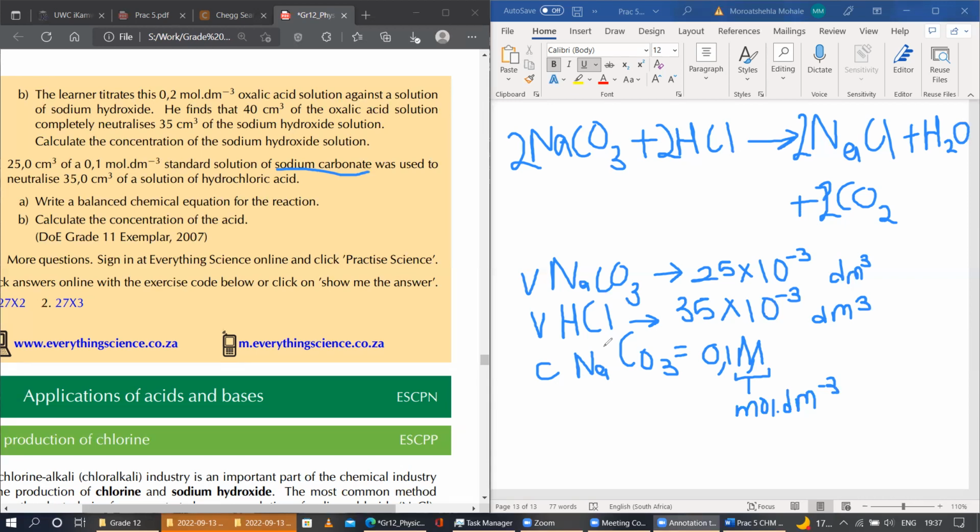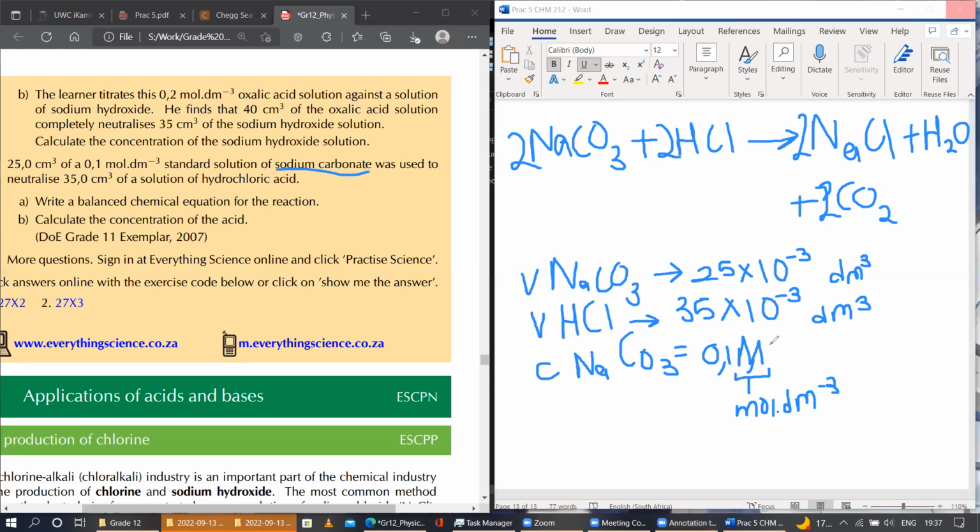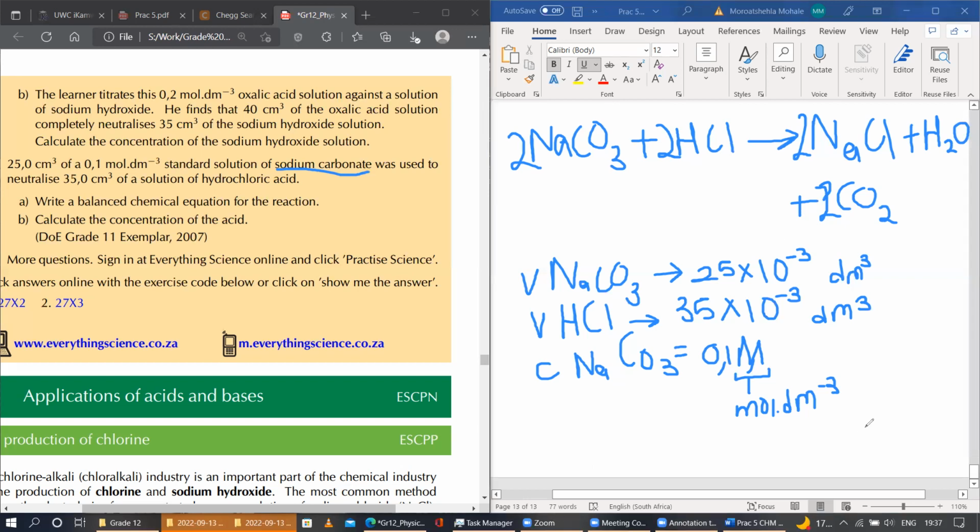So basically, now that we have our concentration and our volume, we can determine the number of moles of NaCO3. So the number of moles is equal to the concentration multiplied by the volume.